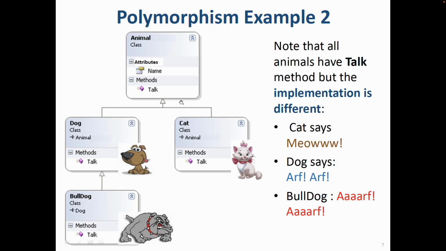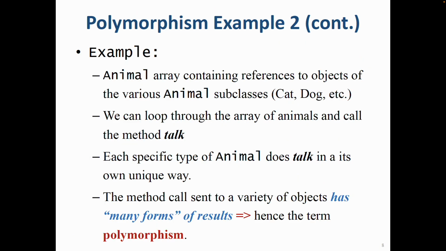To better understand, okay? Let's say that we have this animal class. Again, we have attributes and methods, which has this talk method. And then we have this dog and cat. And then we have a bulldog, which also extends the dog class. Let's say each of them overrides this talk method, because each animal has a different voice, of course.